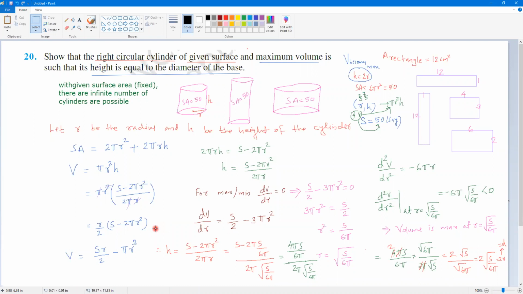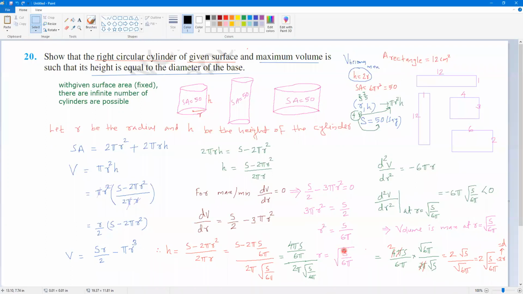एंड क्रिटिकल पॉइंट्स आर द पॉइंट्स वेयर द डेरिवेटिव इज इक्वल टू 0. सो उसके लिए हमने वॉल्यूम का डेरिवेटिव निकाला एंड वॉल्यूम का डेरिवेटिव इक्वल टू 0 कर दिया, तो हमें एक क्रिटिकल पॉइंट मिला r इज इक्वल टू अंडर रूट s डिवाइडेड बाई 6 पाई. उसका मतलब दिस इज अ क्रिटिकल पॉइंट, अंडर रूट s डिवाइडेड बाई 6 पाई. उस पॉइंट में वॉल्यूम मैक्सिमम हो सकता है.